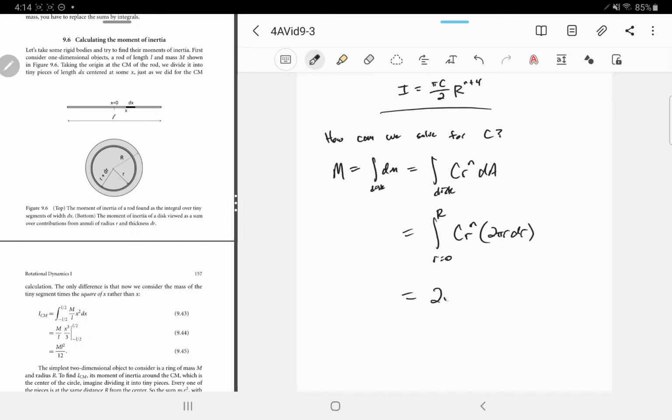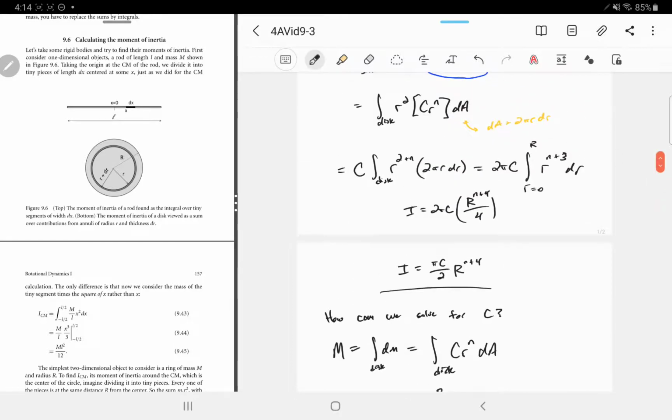So it looks like this is 2 pi c times the integral of r to the n plus 1. So that becomes 2 pi c times r to the n plus 2 over n plus 2. I think I messed up right here. This should be n plus 4.